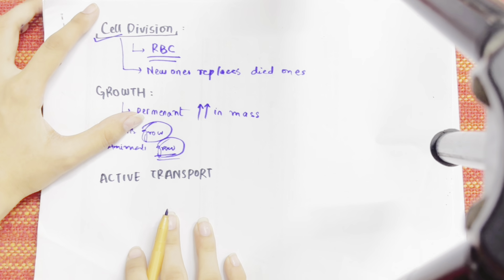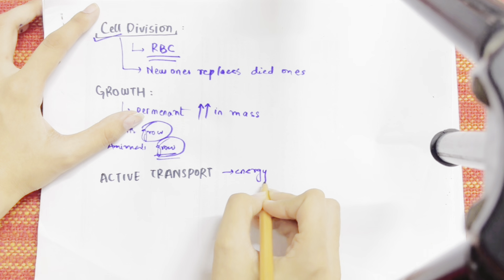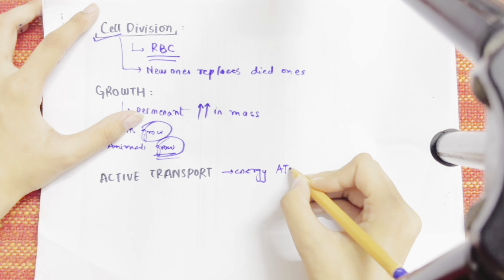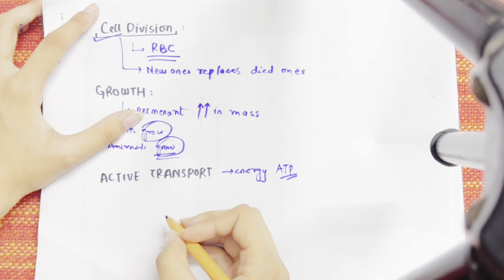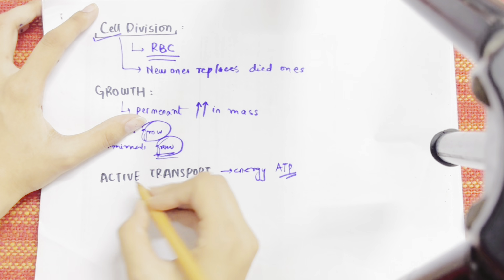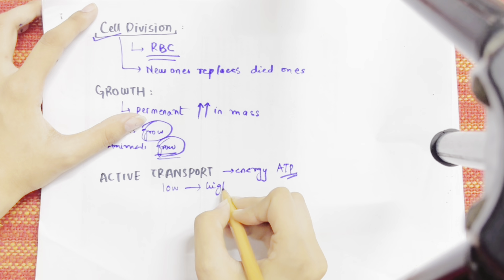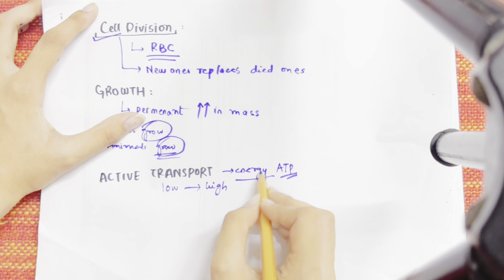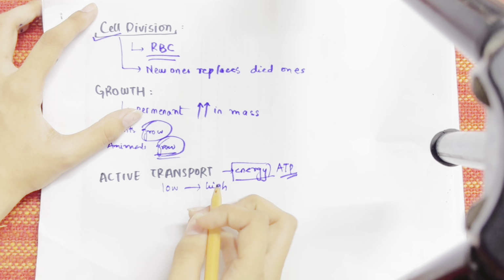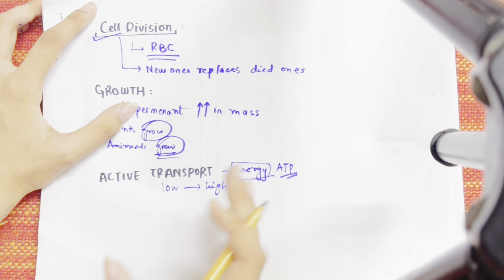Active transport is a transport mechanism which involves energy directly in the form of ATP. ATP is adenosine triphosphate, which is formed in your body. And how does active transport work? It is the movement of molecules from a region of lower concentration to higher concentration, against the concentration gradient, but in the presence of energy. Whenever there is little energy or no energy, active transport does not take place.